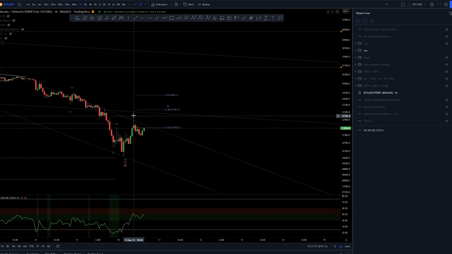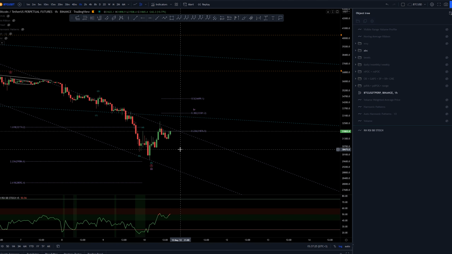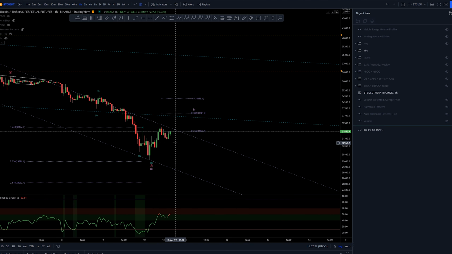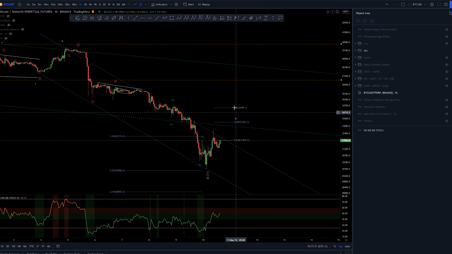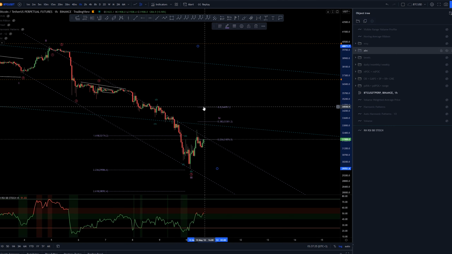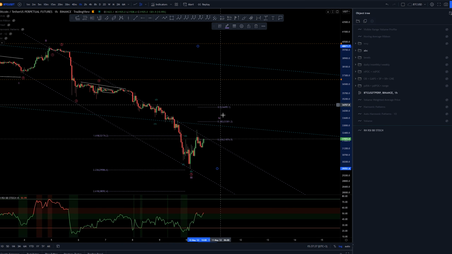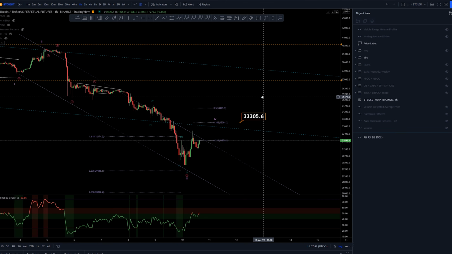Currently it looks like a 3-wave structure up to this high here of the early morning hours, and now I would be expecting some kind of dump, at least a small one, and then again could be pumping a bit higher to the 382 retracement for this third wave, of the third wave size basically. So target would be here at 33,300.